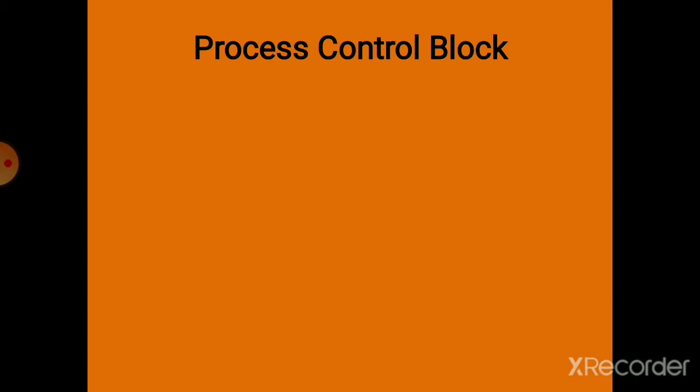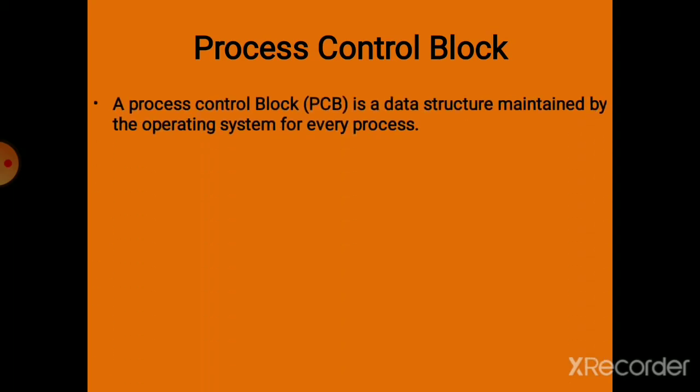Let us see the definition of process control block. A process control block is a data structure maintained by the operating system for every process.